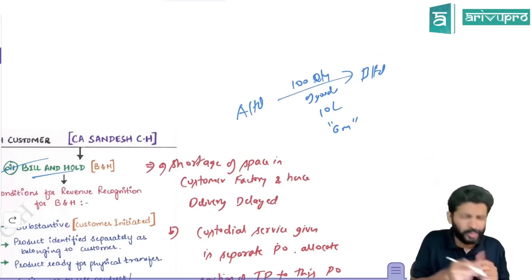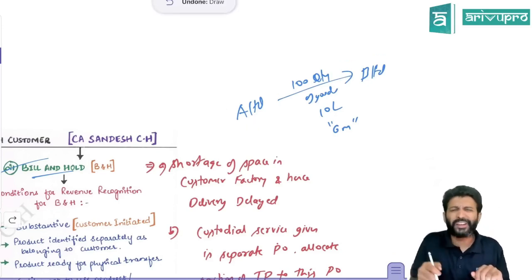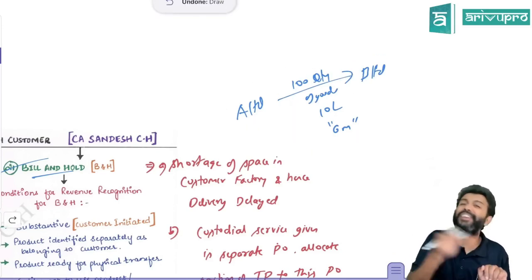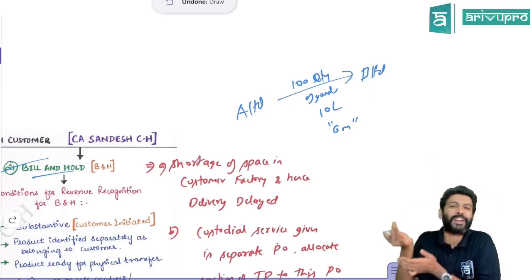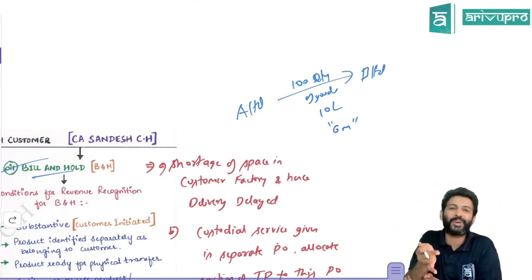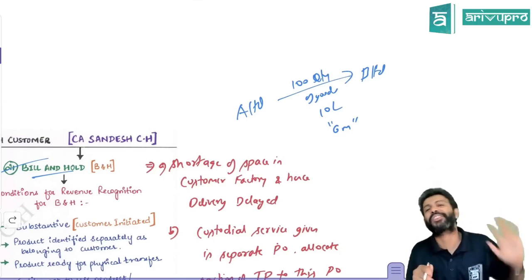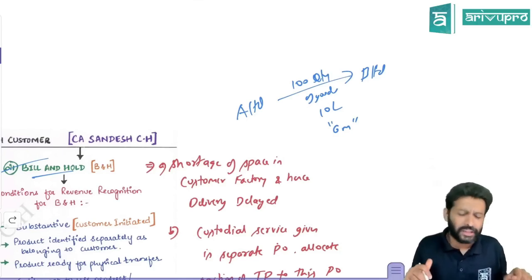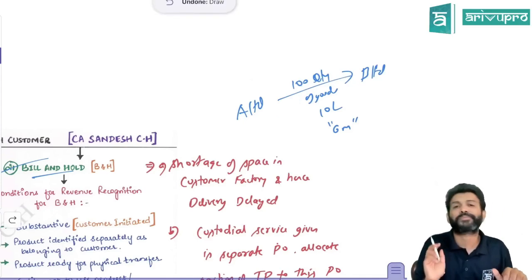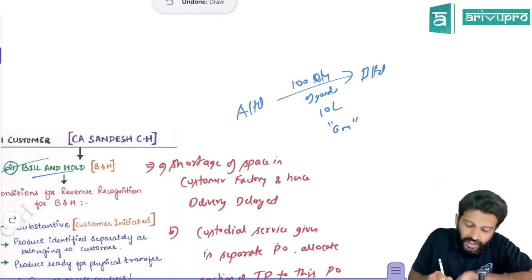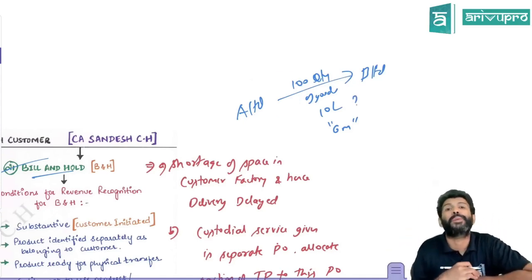A Limited said, then why are you making the contract now? B Limited says, I'm worried that the price of these goods will increase in future. Hence, I'm executing the contract now. But I don't want to take the delivery now. I'll take it after 6 months because I don't have space in my factory. A Limited said, okay, no problem. Now the question is, when should this 10 lakh revenue be recognized? Today or after 6 months?